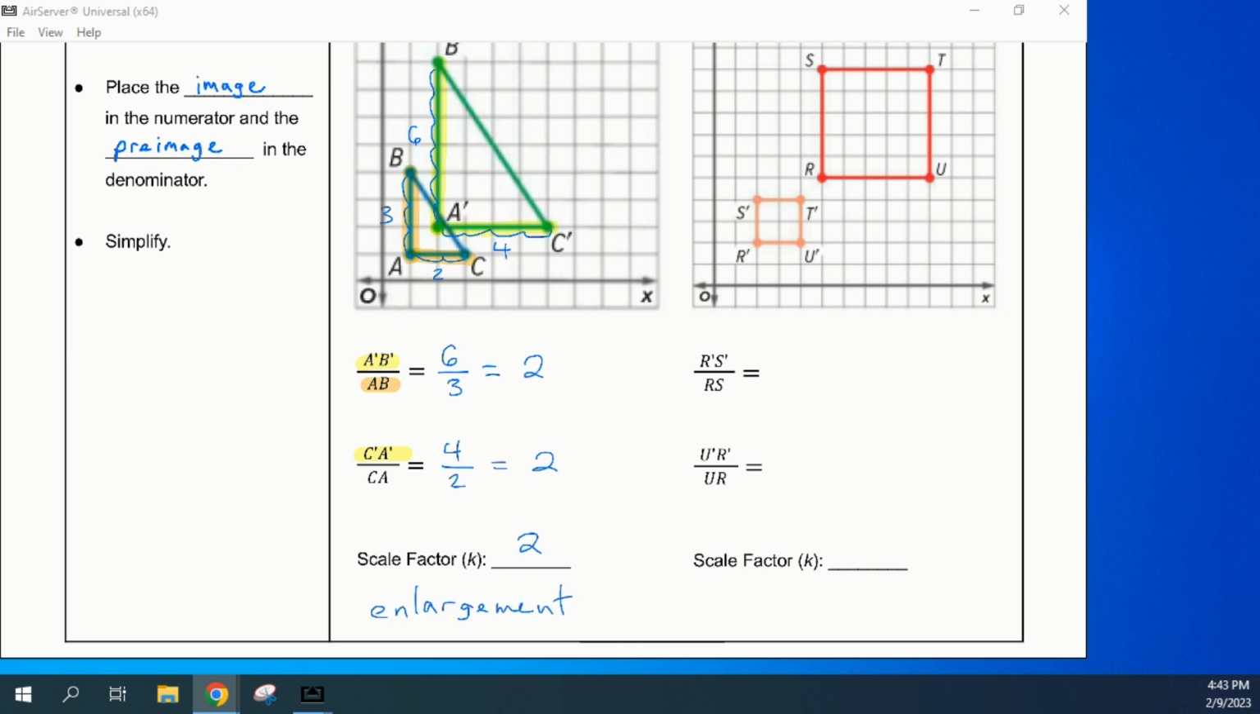All right. So I want you to pause this video. I've already set up which sides I want you to try on the square to the right. So go ahead and pause this video, see if you can find your scale factor.